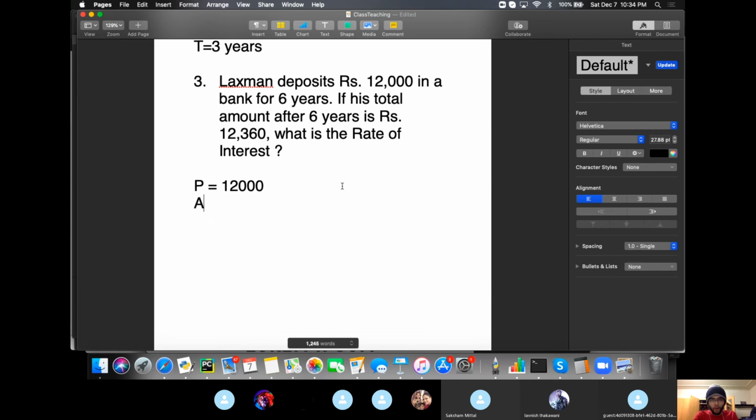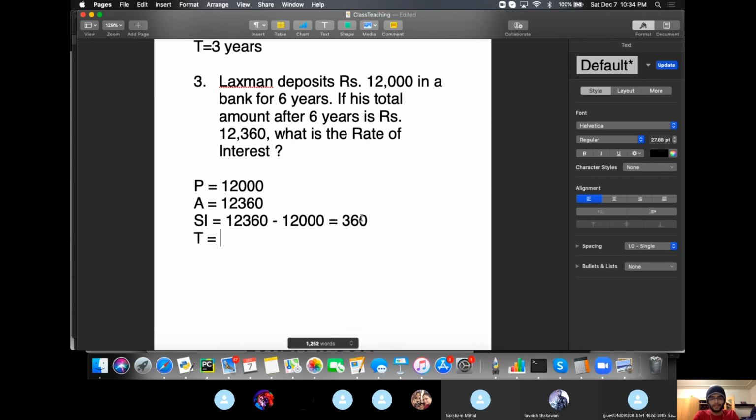We know that the amount A is 12,360. What is amount? Amount is principal plus interest. So from this one, we could actually calculate the simple interest. So simple interest becomes 12,360 minus 12,000. You have to understand that, because we've not been given the interest directly. I've not told you that the interest is 360 rupees. I've told you that the amount is 12,360. The principal was 12,000, so the interest will inevitably be 360 rupees.